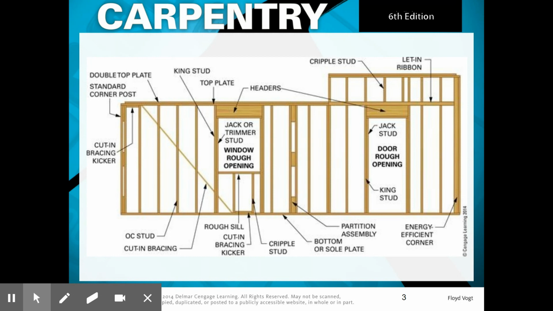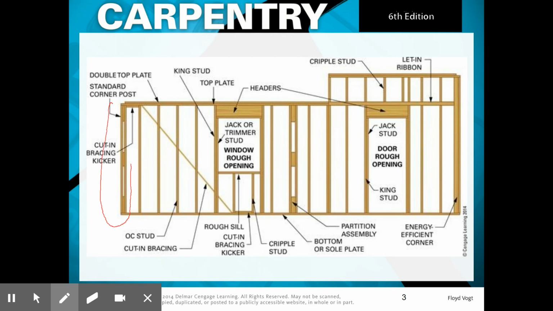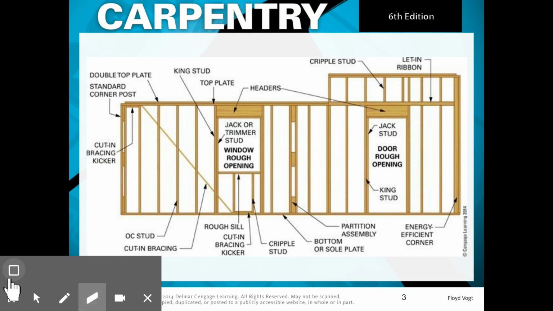So here's a typical side view of what you'd see for a framed wall, and we can see all the different components of the wall. If we start over here on the left, we can see our standard corner post right there, and we'll go over post construction.